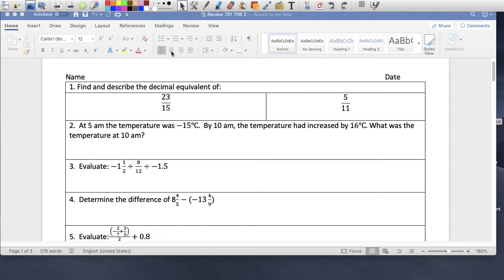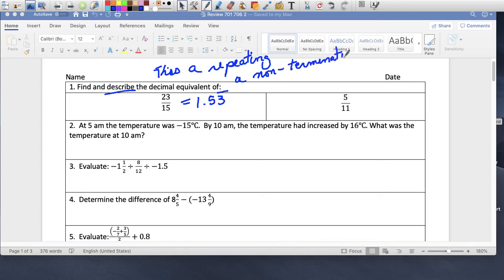So again, I forgot to do this part on the last video, describe. So this is going to be 1.53, and the 3 is repeating forever and ever, so it's going to have a bar notation on top of that. So what kind of decimal is this? This is a repeating and a non-terminating, meaning it goes on forever. Okay, so it's a repeating and a non-terminating decimal. I forgot to do that last time. Okay, so a decimal that never ends, and it repeats.